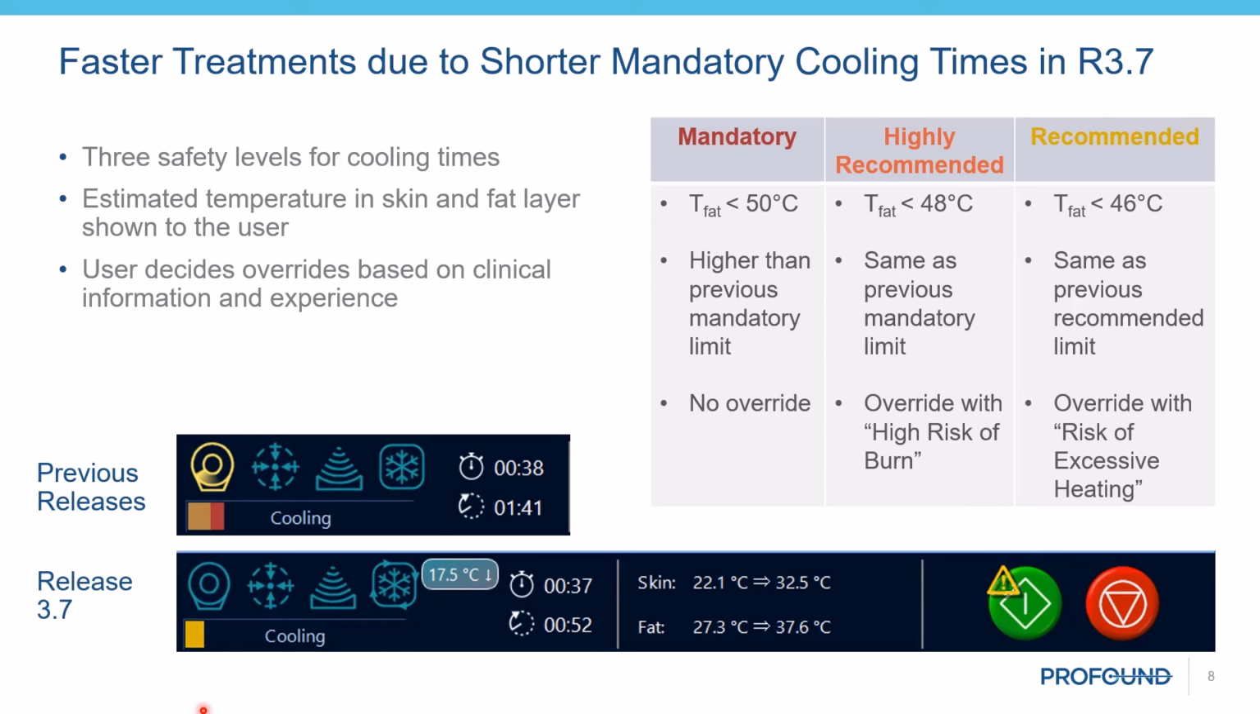The recommended safety limit has not changed from previous releases. It still corresponds to a maximum fat temperature of 46 degrees Celsius. The limit is now shown in yellow and also can be overridden with a warning for excessive heating indicated by the yellow warning sign. The changes to the cooling time optimization have been implemented to give the users more flexibility in shortening the cooling times when additional clinical information or user experience warrants the safety of the faster treatment approach.